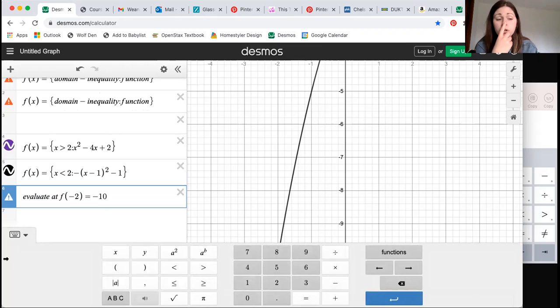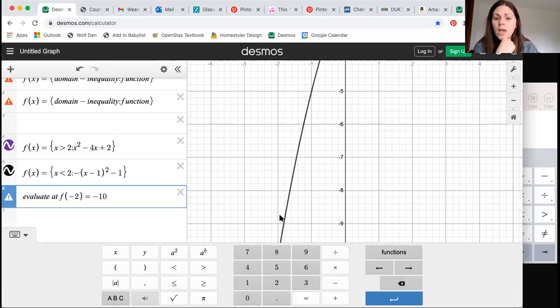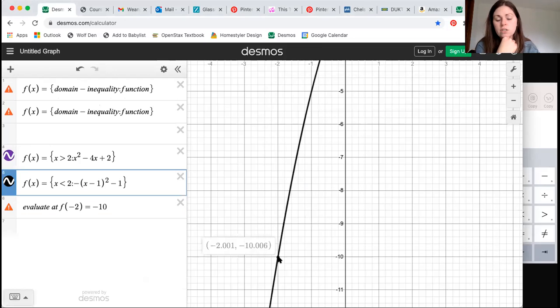If you were to do this algebraically, you would have to look at your functions and say, if the x value is -2, which piece does this fit into? Is -2 greater than 2? Nope. So the top row is out. Is -2 less than 2? Yes. So then I would use this piece of the function and I would plug in -2 for the value of x. So -2 minus 1 is -3. Squared is 9. Times the -1 is -9. Minus 1 is -10. And that is exactly what we got just by graphing it.